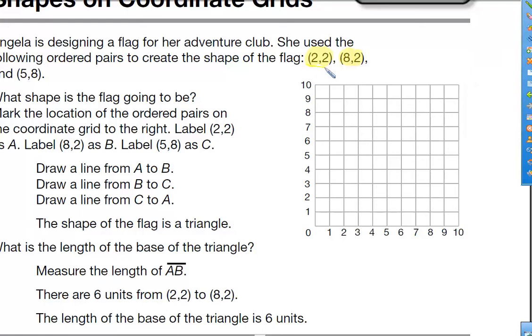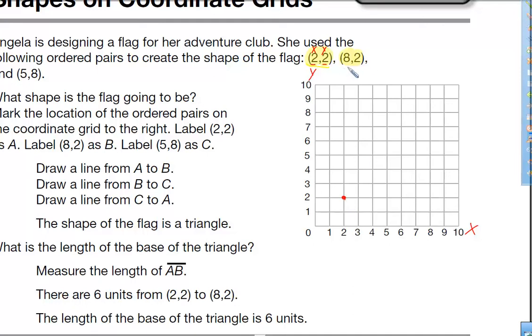So the first ordered pair is over 2, up 2. Remember, the axis that goes from left to right on the bottom is what we call the x-axis. The axis that goes from bottom to top, so vertical, we call the y-axis. Whenever we have an ordered pair like this first one, (2, 2), the x is the first number and the y is the second number. So over 2, up 2. This is the first point on this grid.